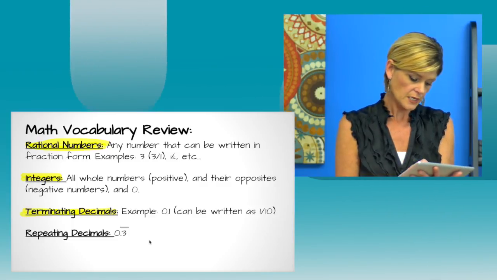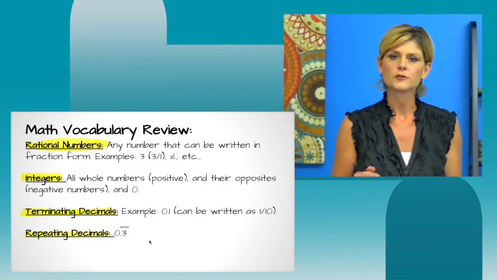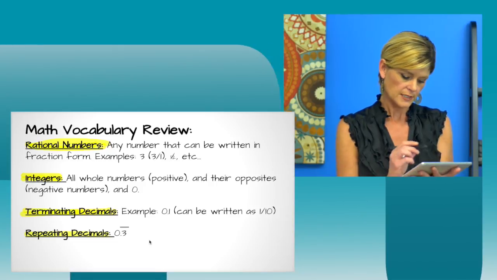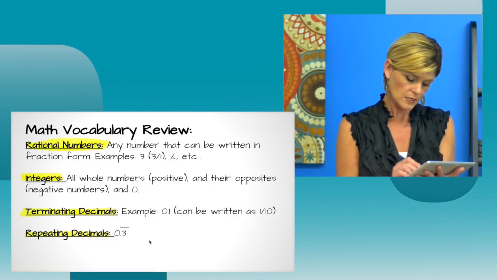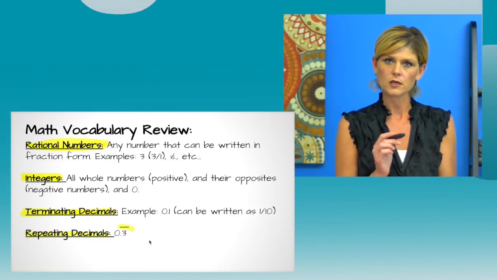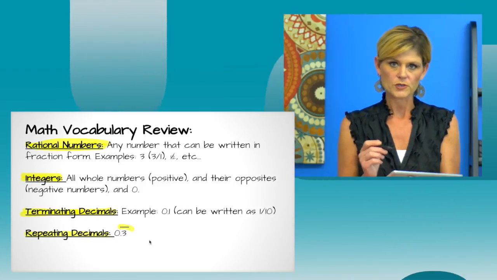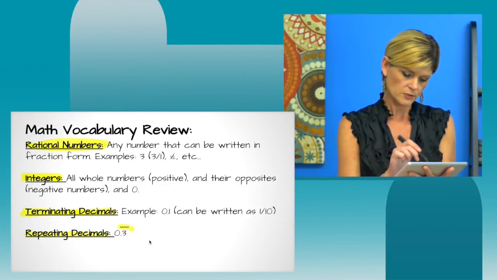And also repeating decimals are included in rational numbers. Now when I say repeating decimals, you see this line over the 3. That means that 3 goes on and on forever. 0.33333. That's also a rational number.